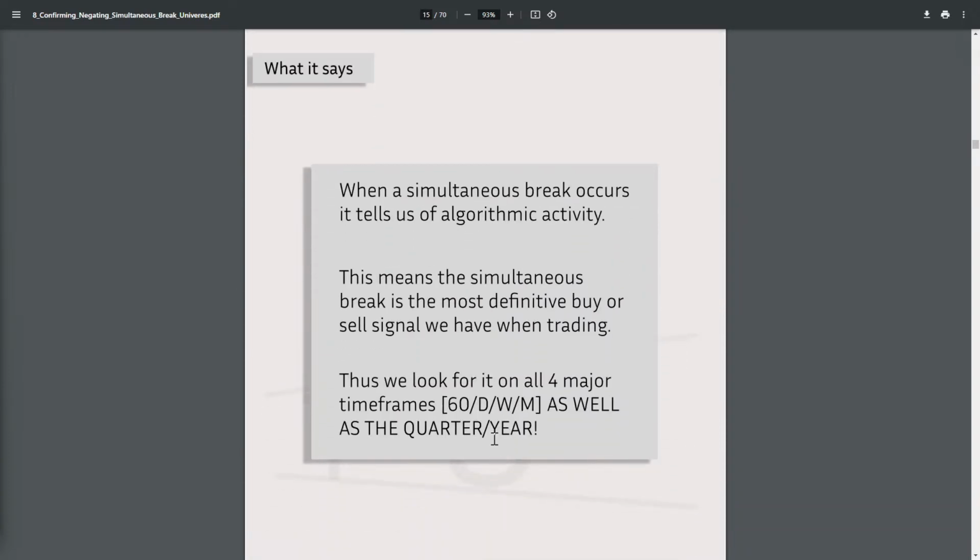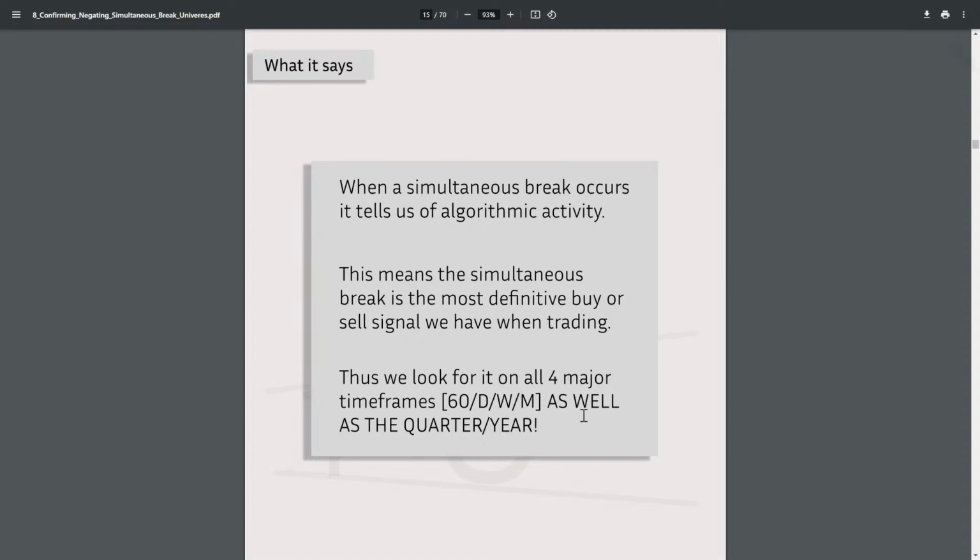When a simultaneous break occurs, it tells us that there is algorithmic activity. This means that the simultaneous break is the most definitive buy or sell signal that we have when trading. So we know that they're buying all the gold stocks all at once when we have simultaneous breaks, for example, on many different gold stocks. It's obvious that they're buying gold or what have you, whatever sector.